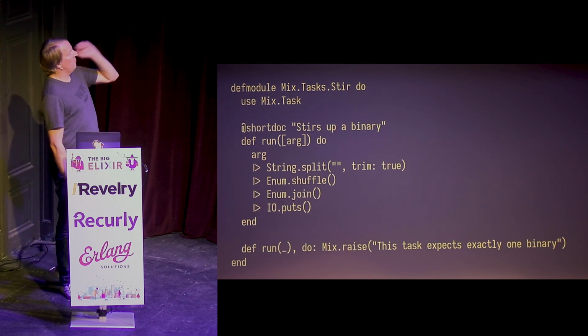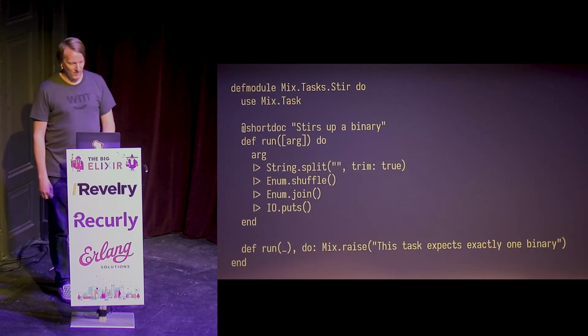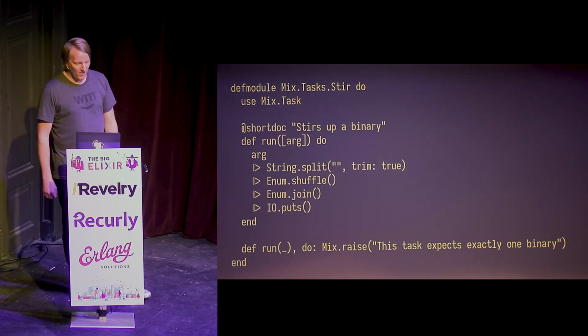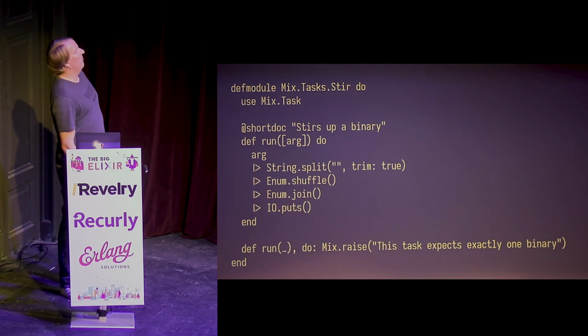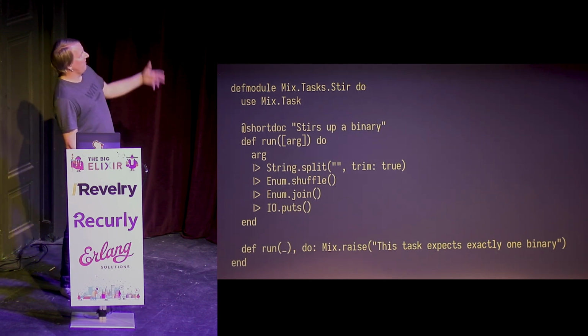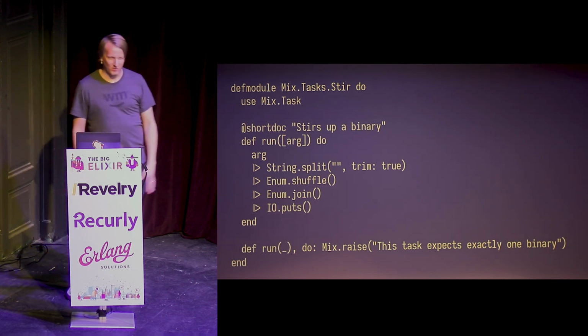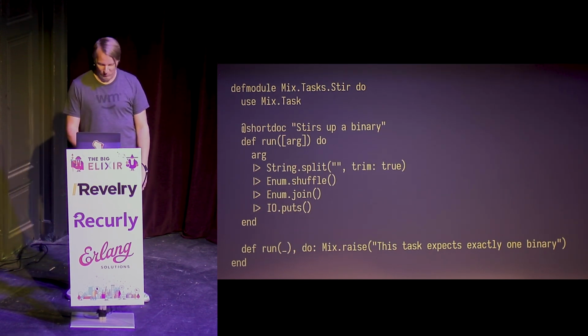This is an example Mix task that I put together just to show the anatomy of a very basic Mix task. I call it stir, and all it does is stir up a binary. You give it a binary argument, and it shuffles it and spits it back out. So you give it some characters, and it'll spit out the characters in a random order.